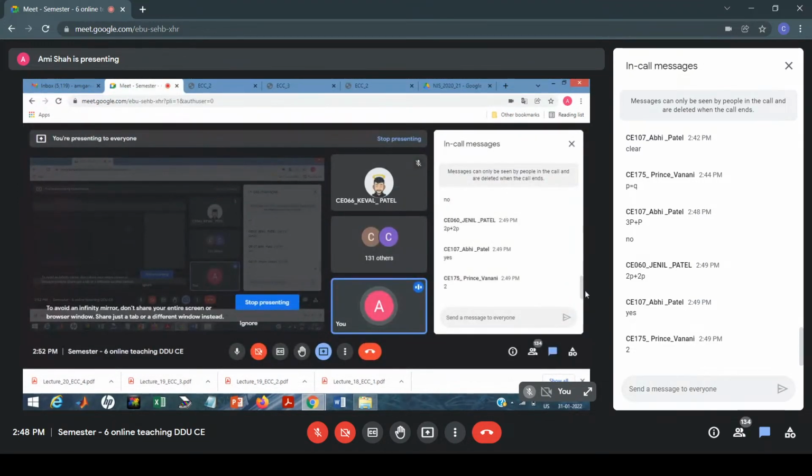Yes, so what is the value of lambda? Please write down in the chat window, everyone. Can you hear me? Hello? Can you hear me, everyone? What will be the value of lambda? Keval, Abhi, Janil, Prince.